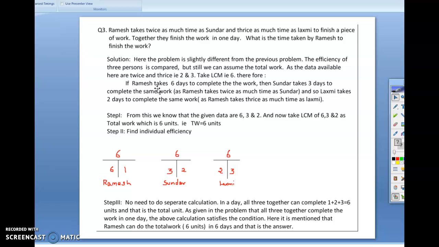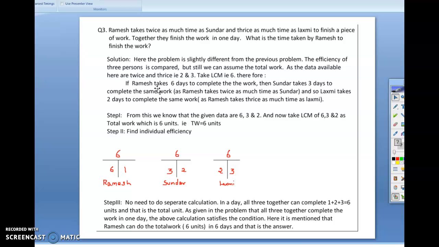Now we got a similar problem to the one we have seen earlier. So the 3 data are 6, 3 and 2. Again go for the LCM of these 3 values. Luckily we have the same values here, that is 6, 3 and 2. Again the LCM is 6. So we are going to consider this total unit of work as 6 units. So that is step 1, where you find the total units of work, which is nothing but 6 units.